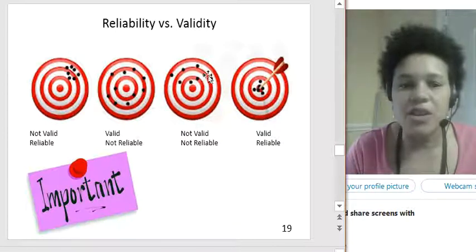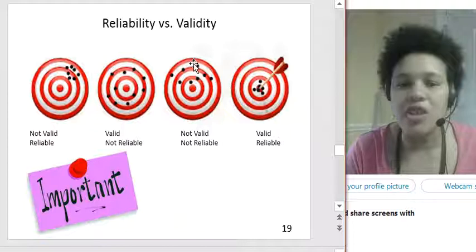Now, in this third example, where they're aiming seems to be someplace out here, because if there was going to be a spray of arrows, you can imagine that it might be somewhere around here. So it's not valid. The person is not aiming toward the target, and it's also not reliable because the hits are not close together. It's not hitting the same place each time.